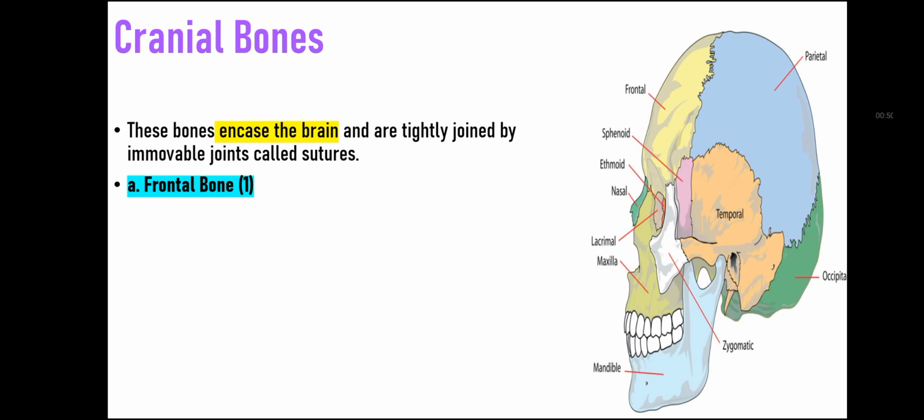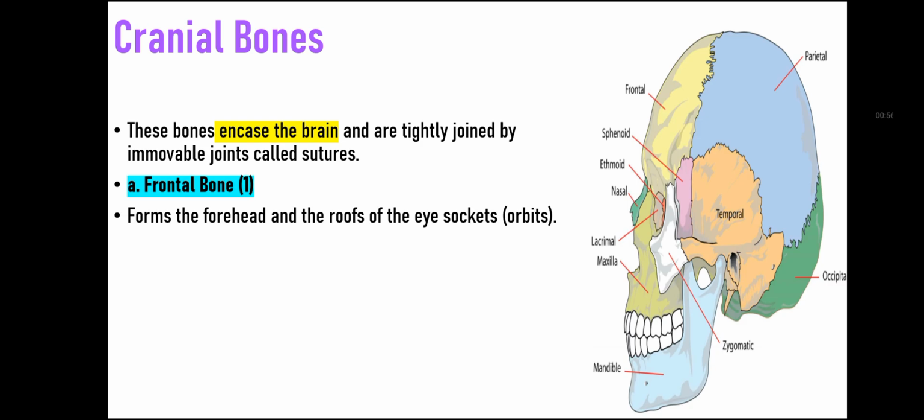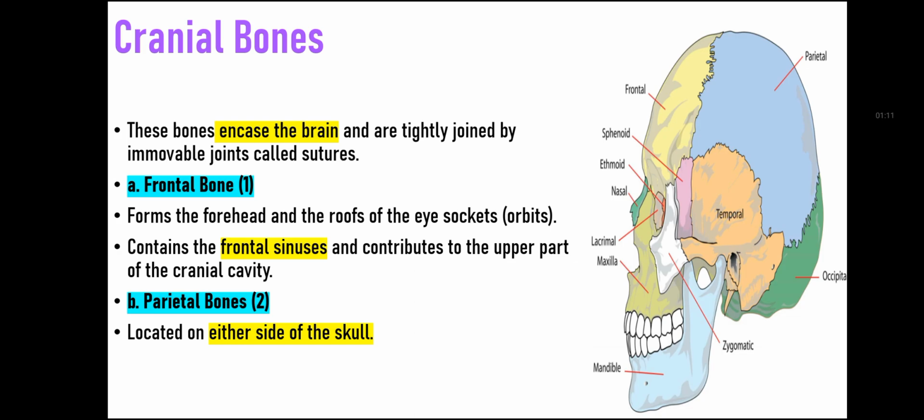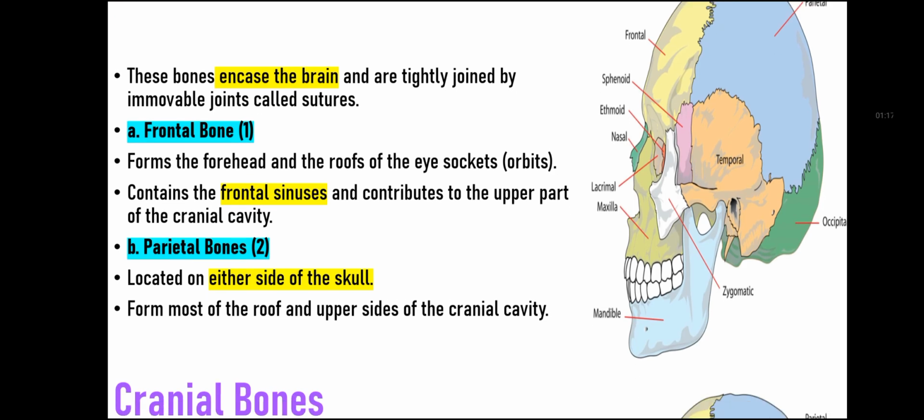They include frontal bone, that is an unpaired bone, that means there will be one frontal bone in every skull. It forms the forehead and roof of eye socket. It contains the frontal sinuses and contributes to the upper part of cranial cavity. Second cranial bone is parietal bone, that are paired bones, that means there will be two parietal bones in every skull. They are located on either side of skull. They form most of the roof and upper sides of cranial cavity.